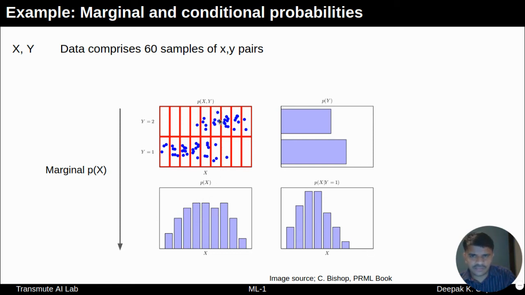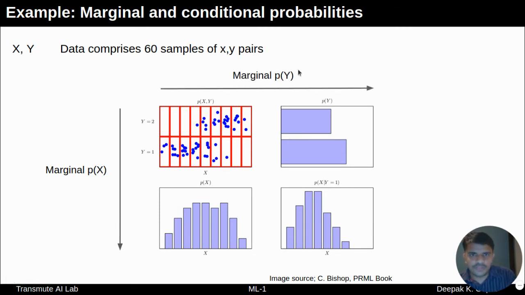Similarly, for this case, it will be 5 dots here, 3 dots here, 5 plus 3, 8, 8 divided by 60. And here we have 3, 3, 6, 2, 8, 1, 9, so 9 divided by 60. So we see here, right? 8 by 60 and 9 by 60, which is slightly higher. So that is what we do when we want to compute the marginal probability Px.